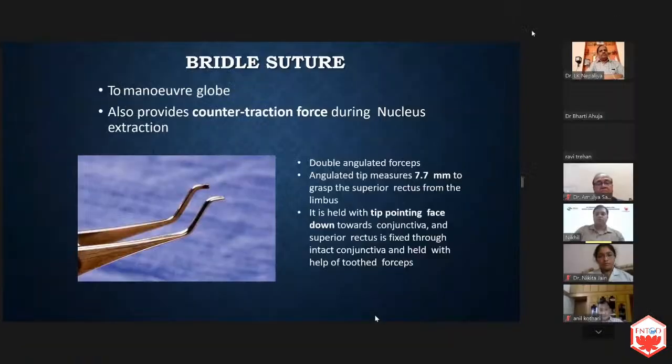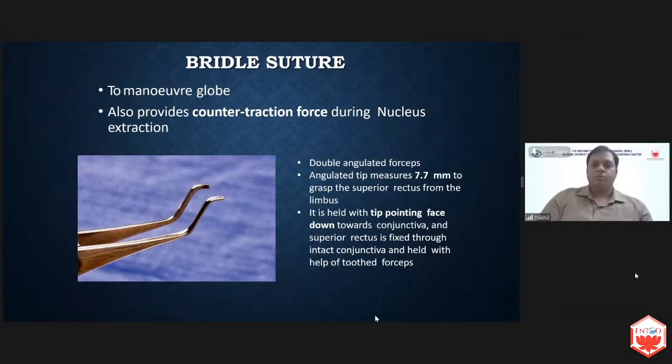So first of all, the first step after painting and draping a case is putting a rectus bridle suture. The purpose of this bridle suture is to maneuver the globe, and it also provides a counter traction force during the nucleus extraction. So we use a double angulated forceps or the superior rectus holding forceps for this. The angulated tip measures 7.7 mm and is used to grasp the superior rectus muscle. What we do is close the forceps, put the first angulated part at the superior limbus at 12 o'clock, and depress the tooth part onto the sclera, keeping in mind that we have to hold the superior rectus muscle through the conjunctiva with the help of the tooth part.